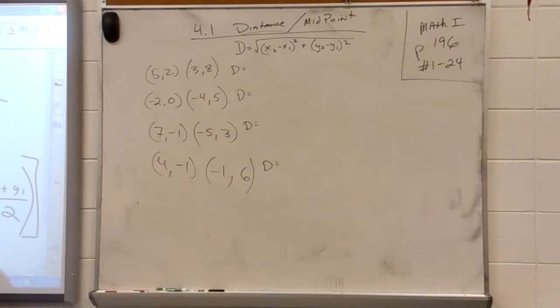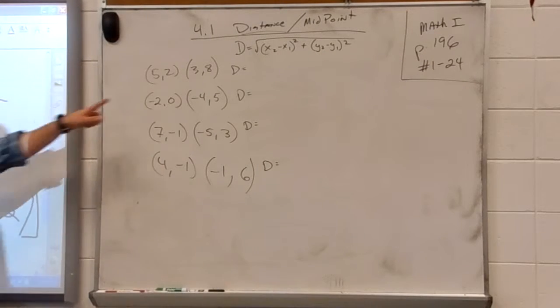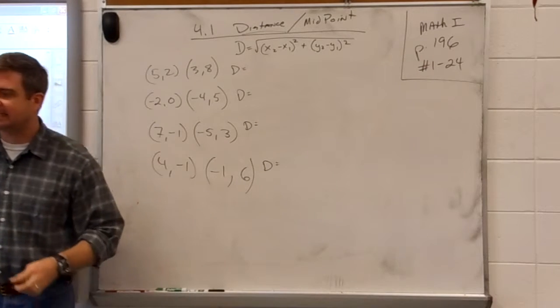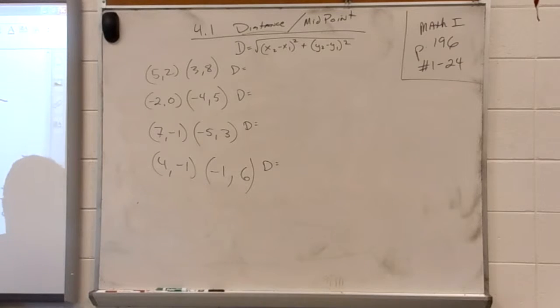Tell me again what we're finding here. The distance in between these 2 points. If you were standing at 5,2 and you walked to 3,8, that would be a distance. Here's a question. Is distance ever going to be negative? Are you ever going to have a negative answer? No. Even if you walk backwards, you still stretch out a tape measure. That's a positive number. Okay?